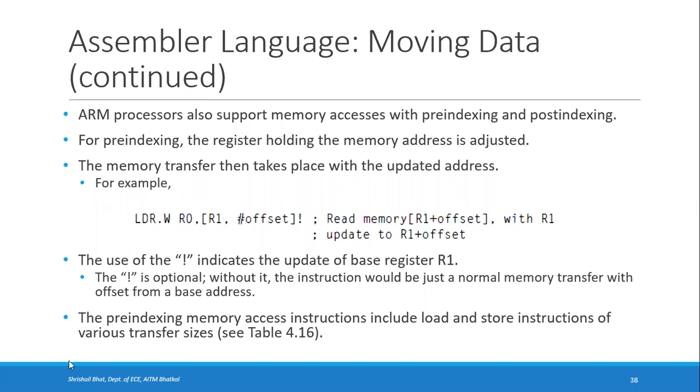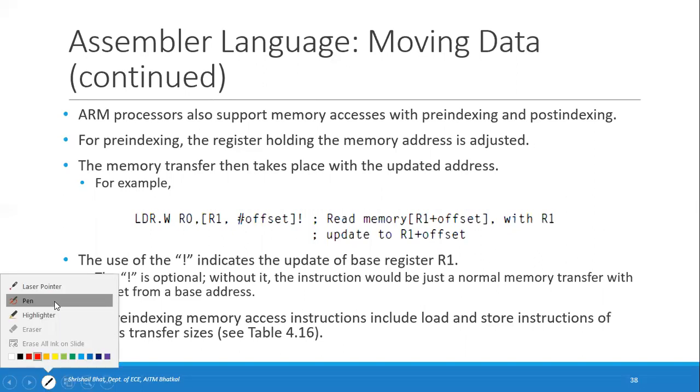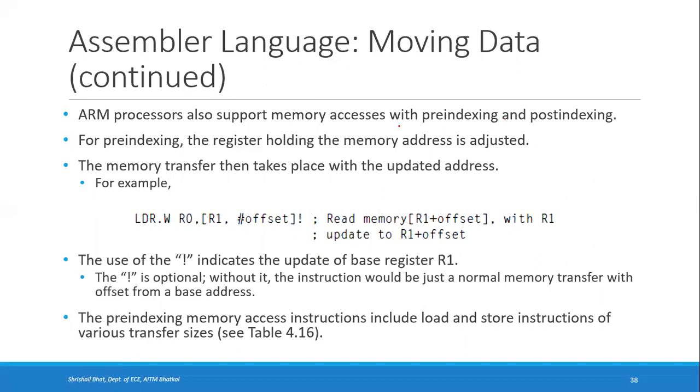So what do you mean by pre-indexing? Pre-indexing in the sense, before you perform the operation, you can index, or after you perform the operation, you can index. What do you mean by indexing? Indexing means adding some number to the base register so that you get a relative address, an address which is the sum of the contents of a register along with some relative address. That is called an offset address. So you add the register with an offset before you perform the memory access or after you perform the memory access. If it is done before performing memory access, it is called pre-indexing. If it is done afterwards, it is called post-indexing.